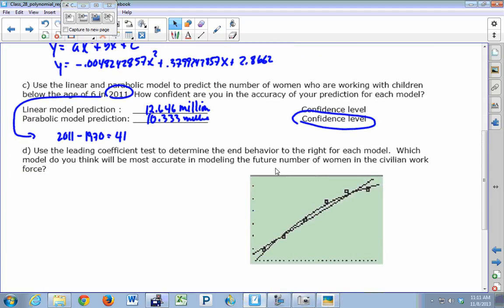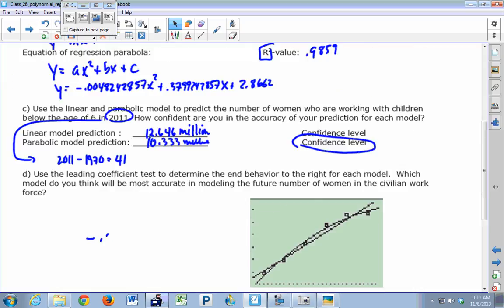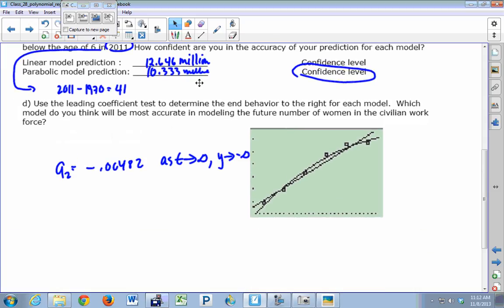So anytime you go out too far outside, you could have model breakdown. And in fact, the end behavior for your quadratic model has a leading coefficient of what? Negative 0.004, blah, blah, blah. That's A sub 2. That's your leading coefficient. So that tells you that as time goes to infinity, the number of women in your workforce, Y, is going to go to negative infinity, which we know is an impossibility. So at some point in time, I don't know how far out we're going to go, it's going to actually predict a negative number of women in the workforce, and that's when we would eventually get model breakdown.